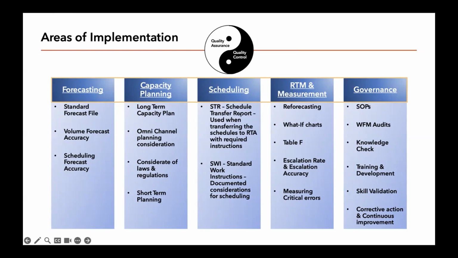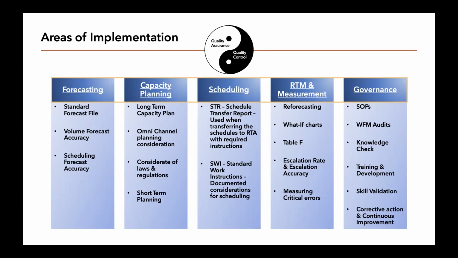So having a standard forecasting model that can be used, a best fit model. Volume and forecast accuracy: having some measure on the forecast accuracy, plus or minus 10% or 5%, again depending on the SOW with the client, and then measuring it in the form of a table. Scheduling accuracy is the other one, having those measures in place. And all that is basically having a scorecard just for the workforce team and how you're doing in terms of quality of deliveries.